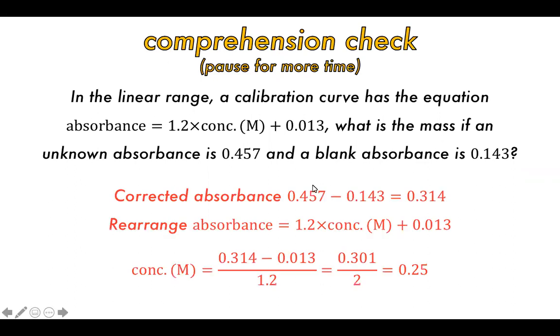So the corrected absorbance then is going to be 0.457 minus 0.143, which gives us the corrected absorbance as 0.314. We can then rearrange the equation as we did earlier to be in terms of the X value or the concentration. So that's then going to be equal to the corrected absorbance minus the C value over the gradient, which is going to be equal to 0.301 over 1.2, which will give us a value of 0.25.